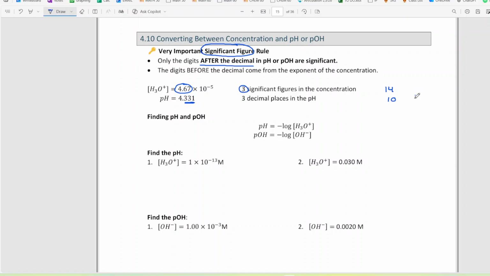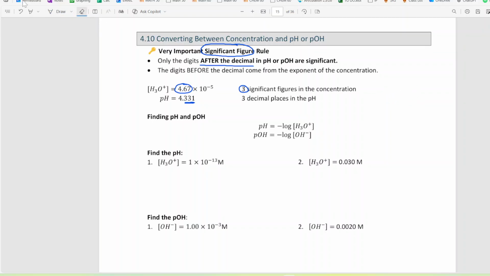And a pH of 14 is very different than a pH of 10. In fact, it is, I'm horrible with my 10 times scales, 10,000 times more acidic. So a pH of 10 is 10,000 times more acidic than a pH of 14. So if we rounded 14 to 10, that would be a disaster.